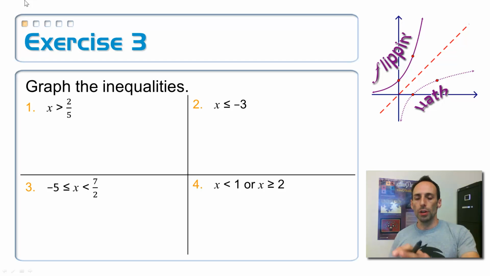Okay. So here are a few of them for you to try all by yourself. Graph some of these and see what you come up with. Pause it, and then unpause it and see if you got them right.